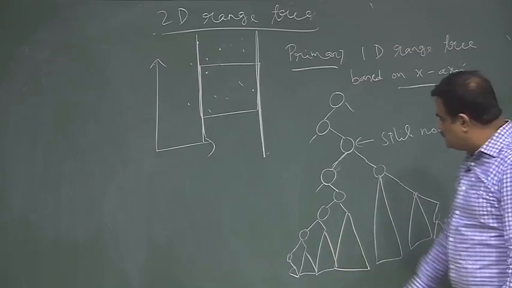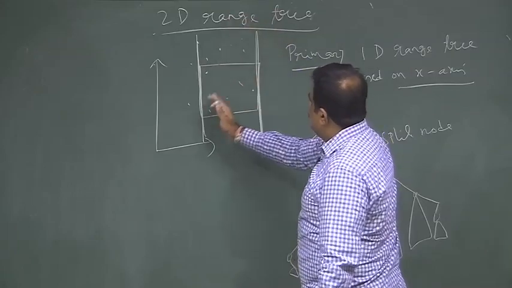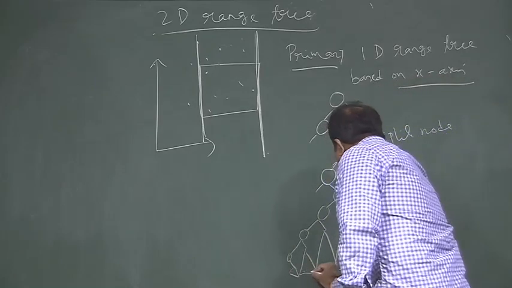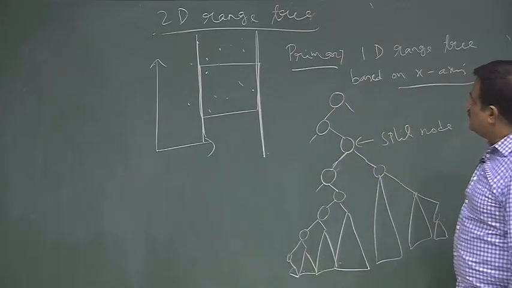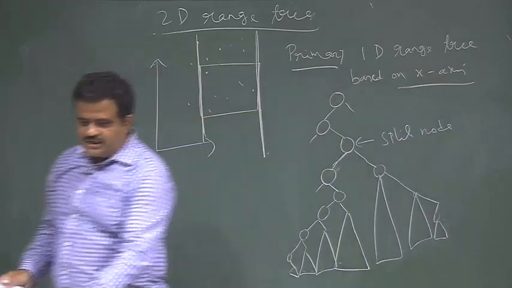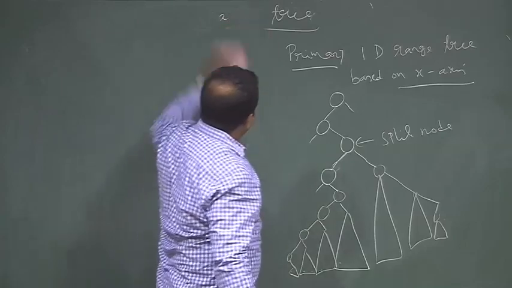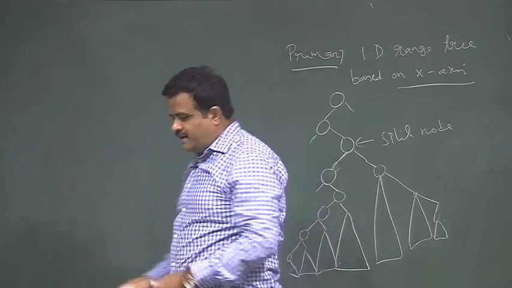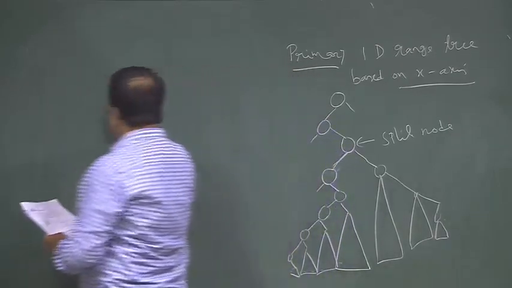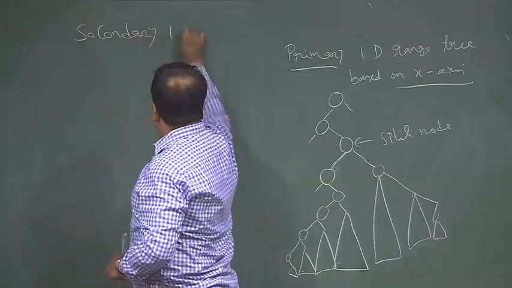So, these are the points whose x axis values are in this strip, in the range x1, x2, but we want the y axis to be in the range y1, y2. So, these are the points whose x axis are matching. Now, what do we do? We have a secondary range tree. So, we have a secondary tree structure and we will store it based on the y axis. Okay. So, another secondary range tree, the secondary 1D range tree, we will store based on the y axis.